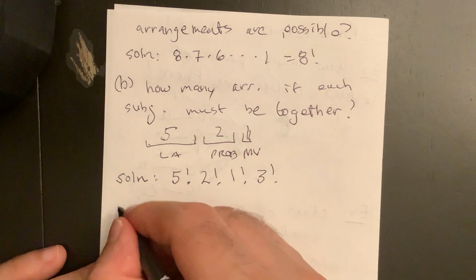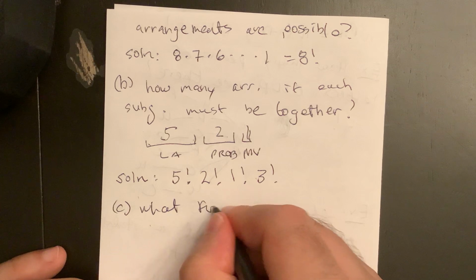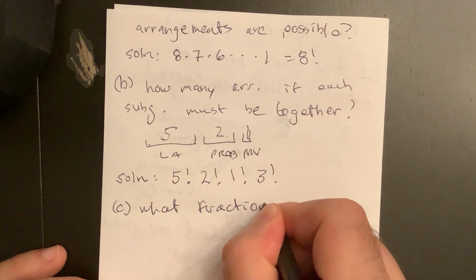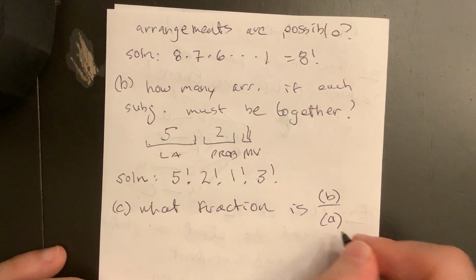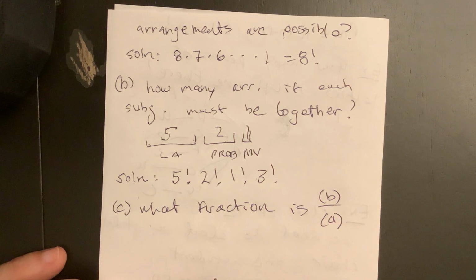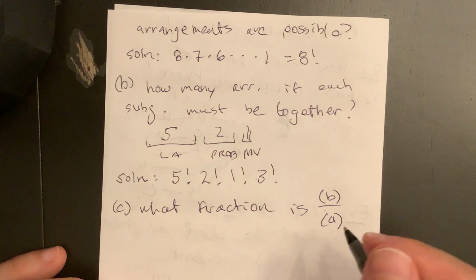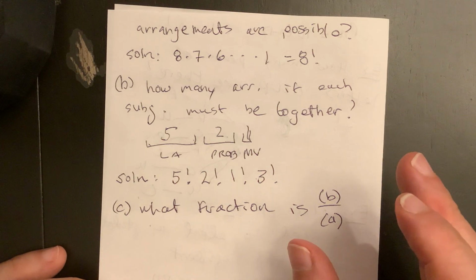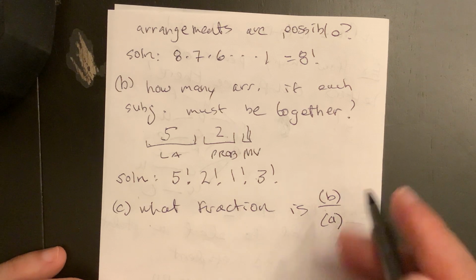So what fraction is, say, B over A? How rare is it? Say you were to ask a small child or a chimpanzee or somebody that really couldn't read to arrange the books. What's the probability they were all together? I'm not trying to denigrate small children or animals, but what fraction is this?